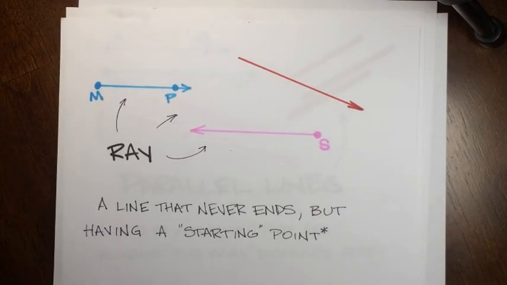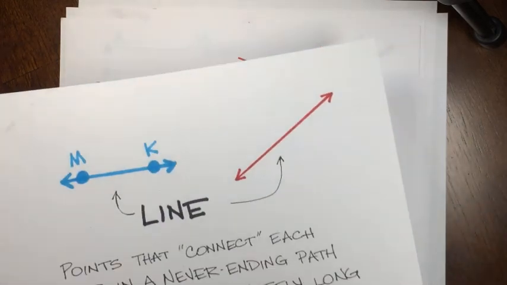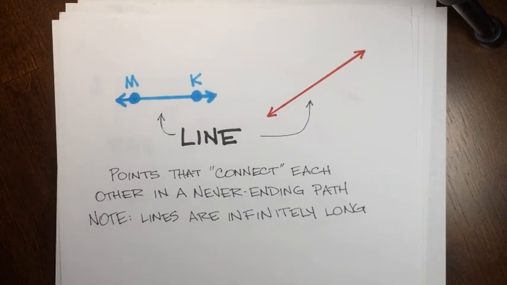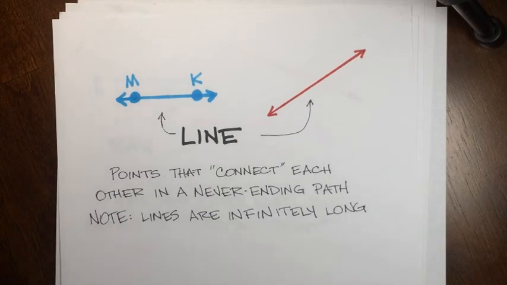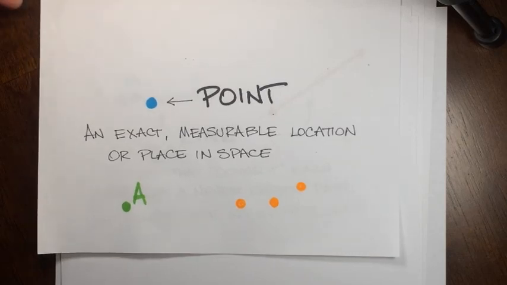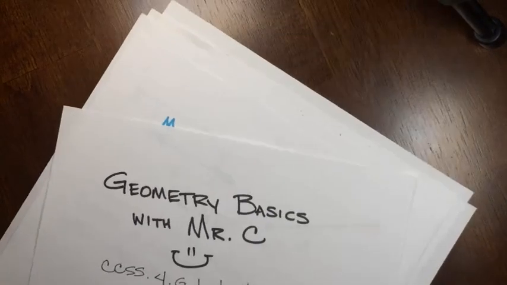A ray is like a combination of a line segment and a line. Line segments are pieces of lines. Lines go on for both directions forever. They're made up of points, and the point is where you start from. So, a real quick review.